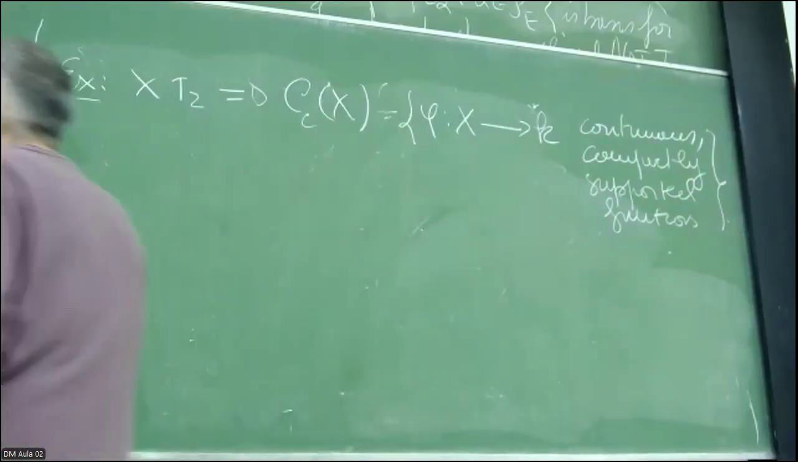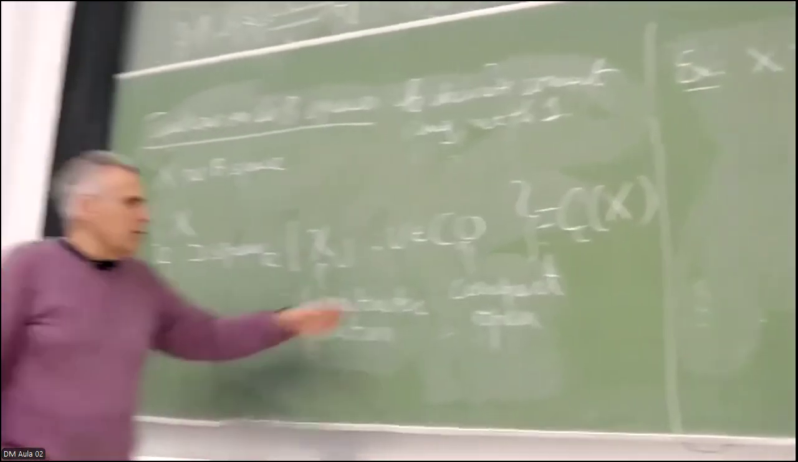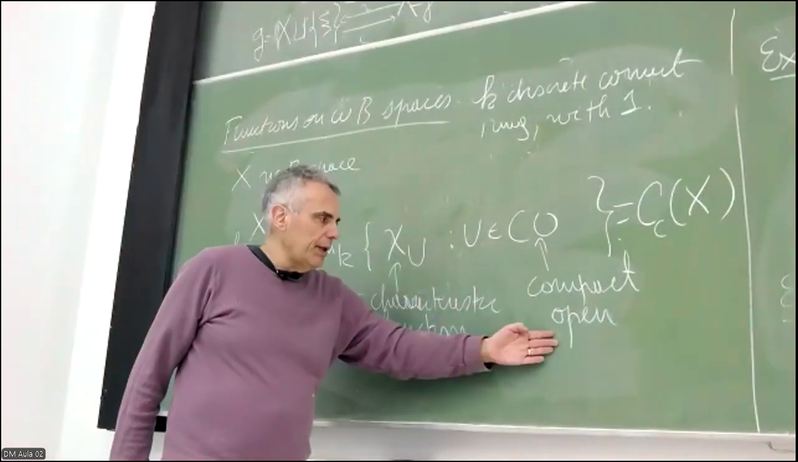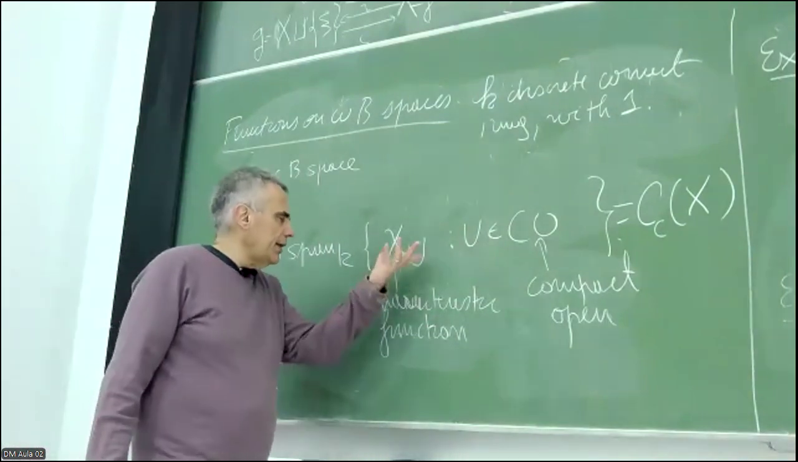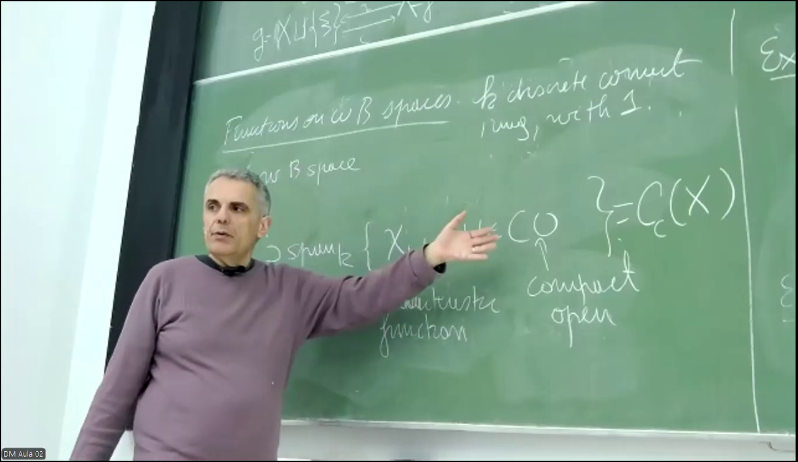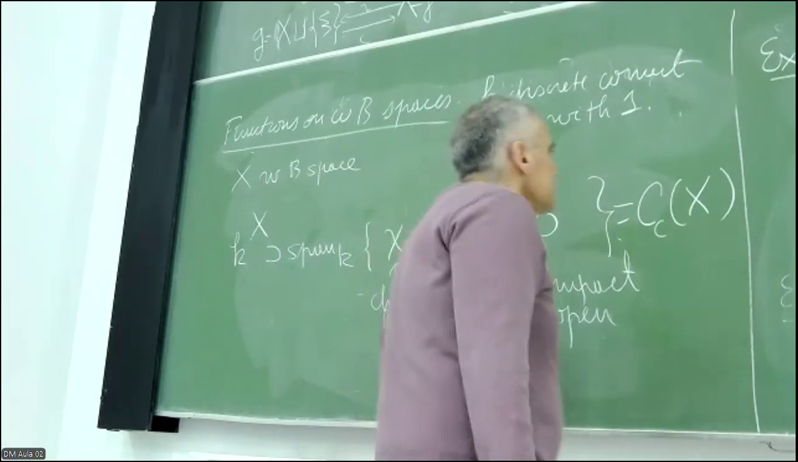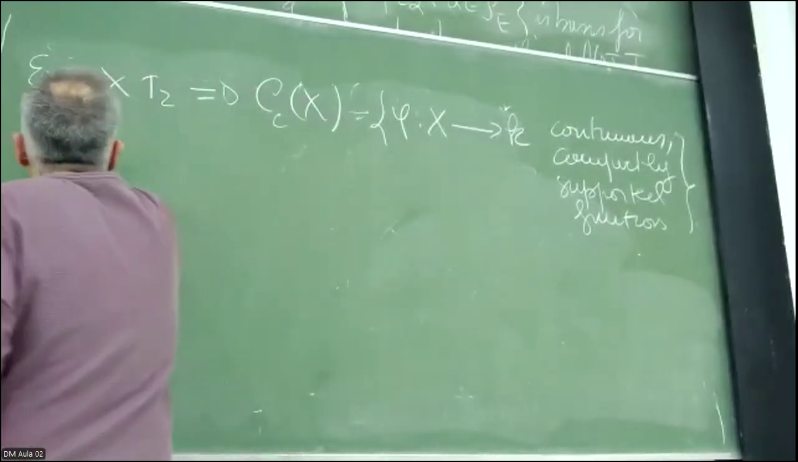So clearly, if X is T2, besides being weakly Boolean, so if X is generalized Boolean, then any compact subset in X is closed. So these U's, since they are compact and open, they will be clopen. And so the characteristic function of a clopen subset is always continuous. And so these things do live here. So this inclusion is clear.